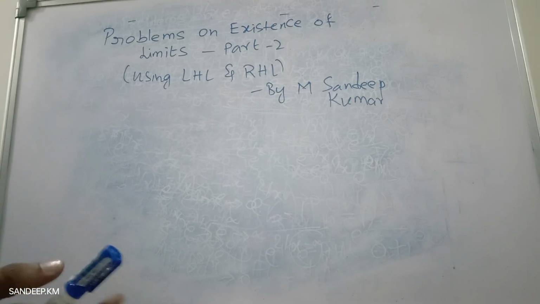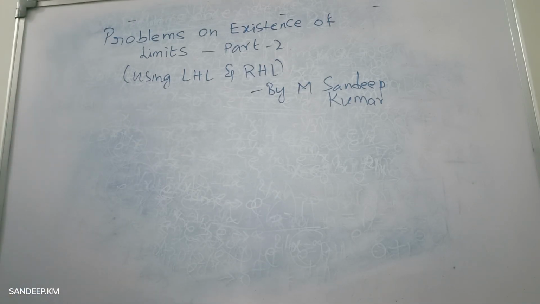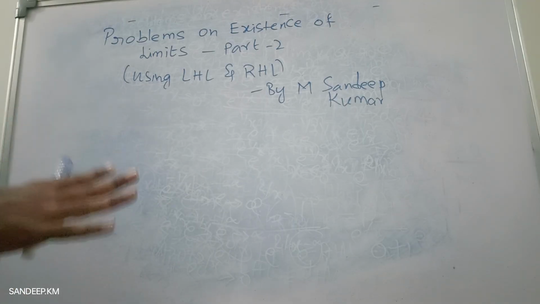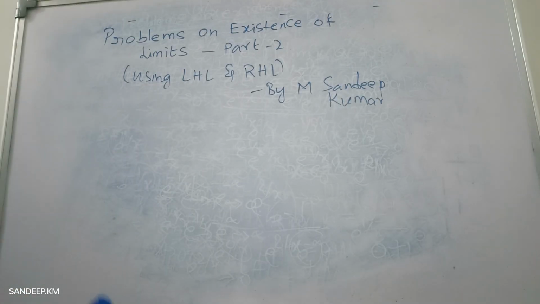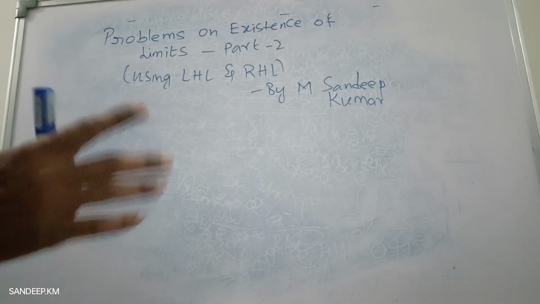So in the first video we have seen the definition of limit of a function and when the limit of a function exists and when it does not exist using LHL and RHL. We have seen the concepts in the first video, and then in the second video we have seen basic problems on how to find LHL and RHL and how to check whether the limit of a function exists or not.